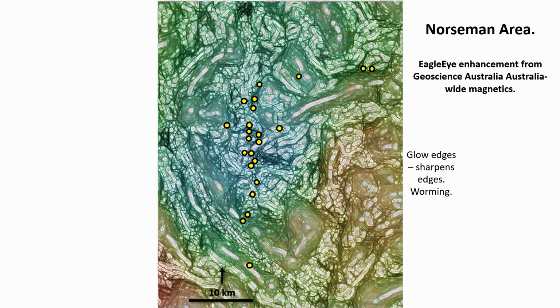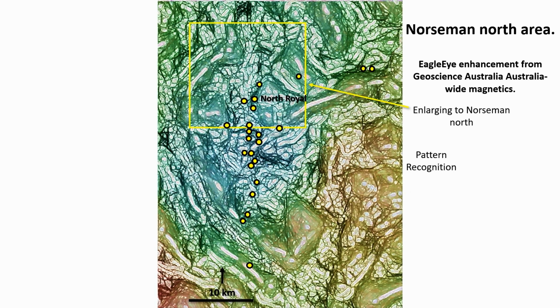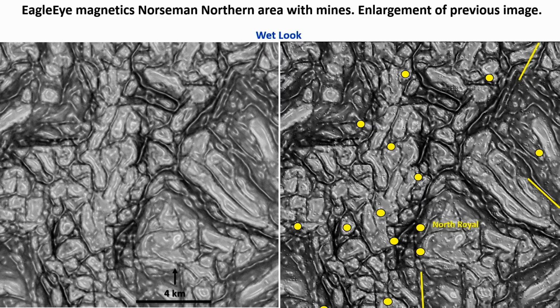Glow edges, sharpening the edges of the different units. Now we're going down to the north area of Norseman, the North Royal area, which is the area that I worked in from 78 to 80. So enlarge that up. There's the North Royal mine there.